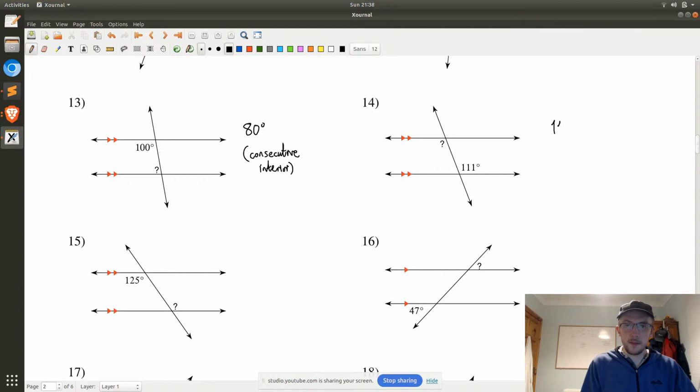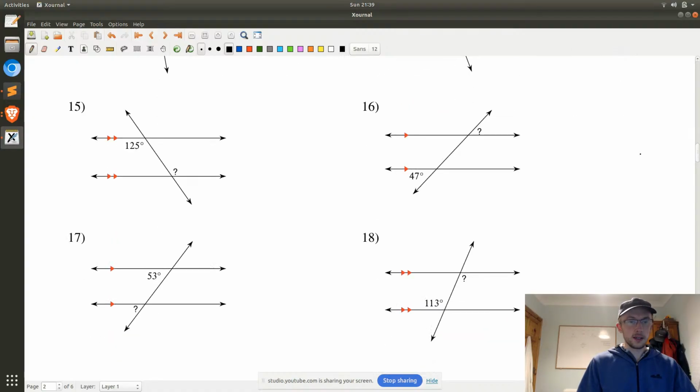111 degrees, as they are alternate interior angles, although in this particular case they are obtuse, and so it doesn't quite look like a Z. Again, these are alternate interior angles, and therefore this is 180 take 125, which is 55 degrees.